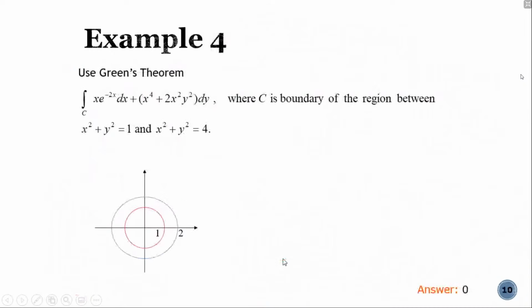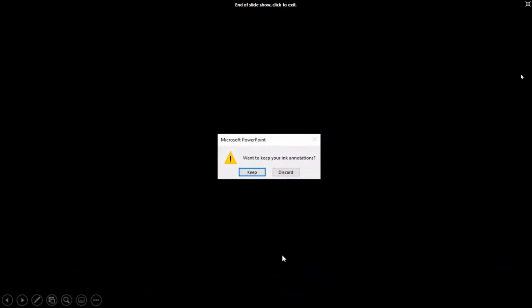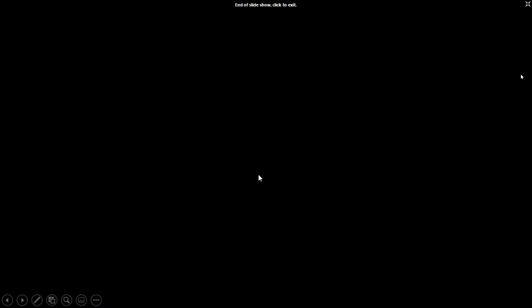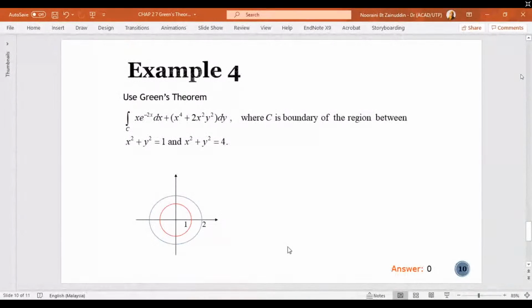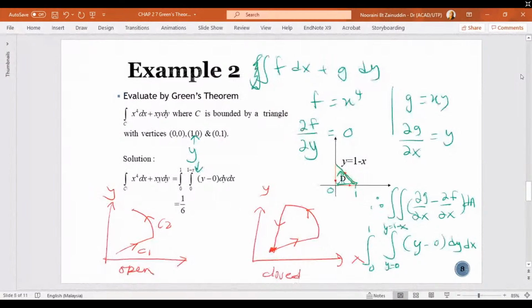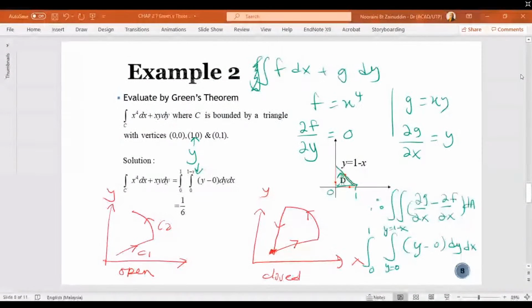So you can apply it into this Green's theorem. Okay, ada soalan for this?